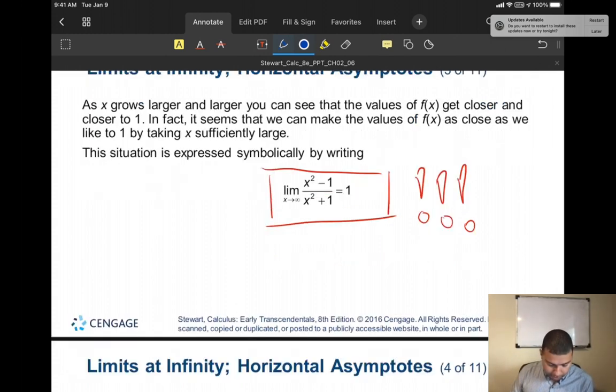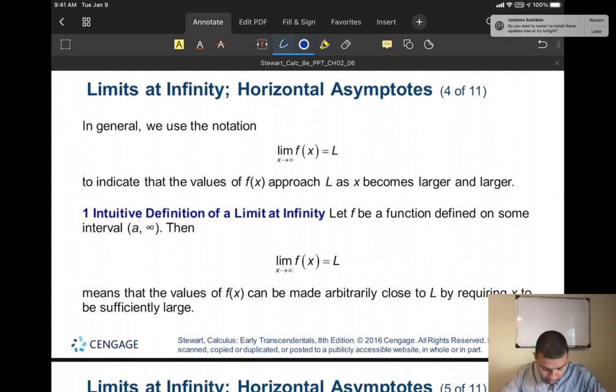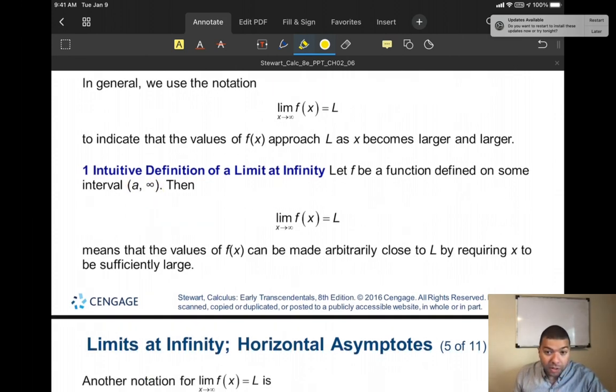We're going to talk about this a little bit now. So this is the notation. Intuitively speaking, we're talking about a function that's defined on some interval a to plus infinity, because we have to be able to plug in large values. So that's just a technicality. And we just mean exactly what we just said: we can make f of x as close to L as we'd like, as long as we make x large enough.